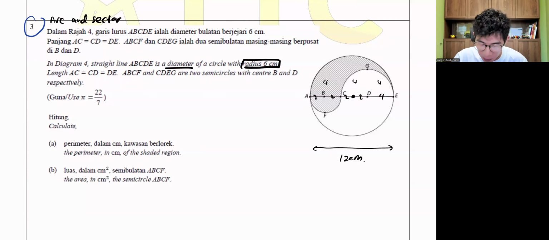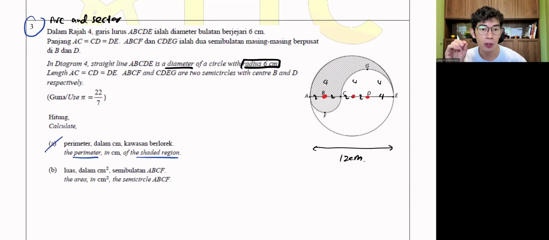Okay, next. So of course they have A, B, C, D, and CDEG are 2 semicircles with center B and D. So we have center B there, then we have another center over here. Then of course, now they want you to get the perimeter of the shaded region.